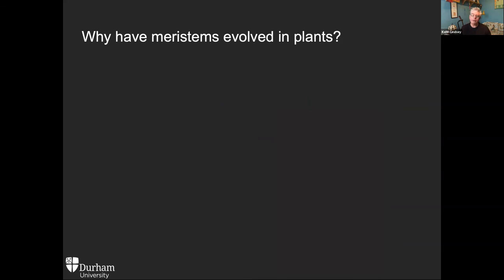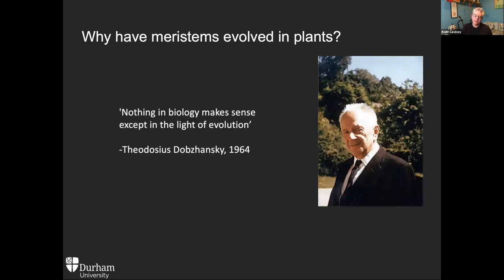So I'm just going to finish off by stepping back a little bit and asking, why have meristems evolved in plants? Why have plants adopted this very different approach to controlling their growth and development compared with animals? And this guy here, Theodosius Dobzhansky, is a famous geneticist who, in an essay, made the point that nothing in biology makes sense except in the light of evolution. And so when we're thinking about why plants have meristems and animals don't, we need to think about this in the light of evolution and what the selective advantage of meristems is.